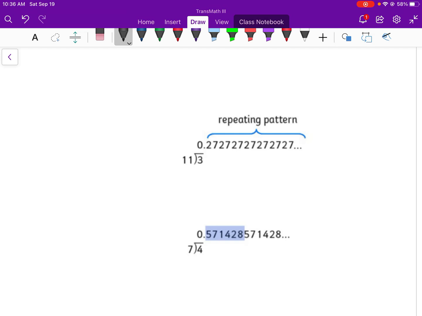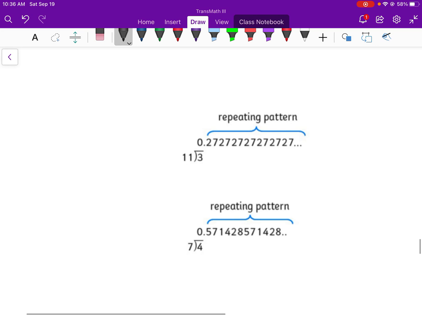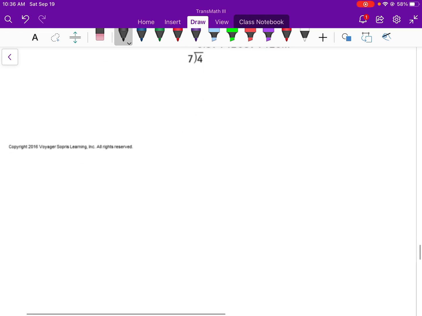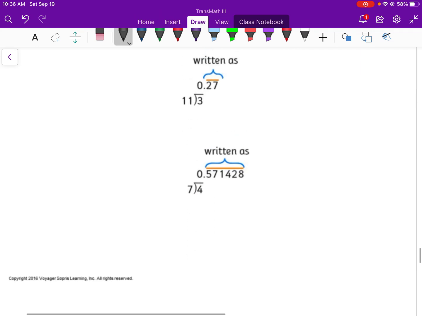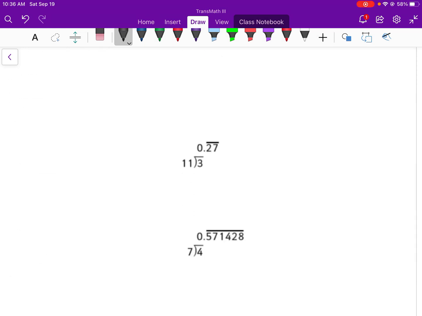If we did 4 7ths, sometimes these repeating patterns are a little bit harder. If you did 4 7ths, it's going to be 0.571428, 571428. So that 571428 is the repeating pattern. Then you would put a line over that 27 for the 3/11ths, and you're going to put a line over the 571428 for the 4 7ths. Big thing is finding that repeating pattern and putting the line over the repeating portion.